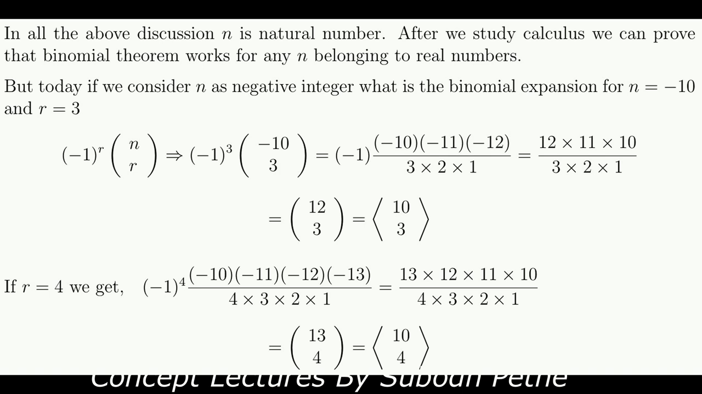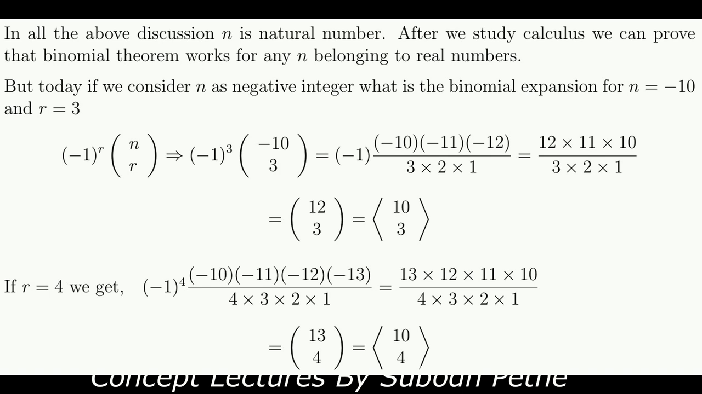However, we are deliberately working on this because we wish to figure out what happens when the index is a negative integer. So if we write the binomial theorem exactly similar to the natural number case, we will get (minus 1) raised to 3, minus 10 choose 3. If we are writing minus 10 choose 3, then there will be 3 brackets in the numerator and 3 brackets in the denominator, with (minus 1) raised to 3, so the leading coefficient is minus 1. Then the first term will be minus 10, the second term will be minus 10 minus 1, which is minus 11, and the third term will be minus 10 minus 2, which is minus 12, divided by 3 into 2 into 1.